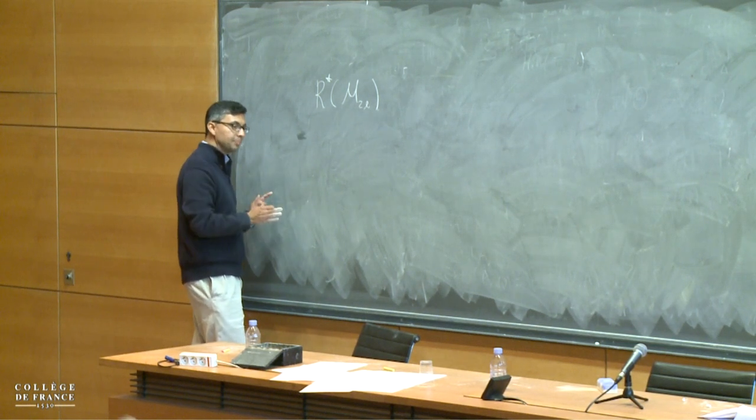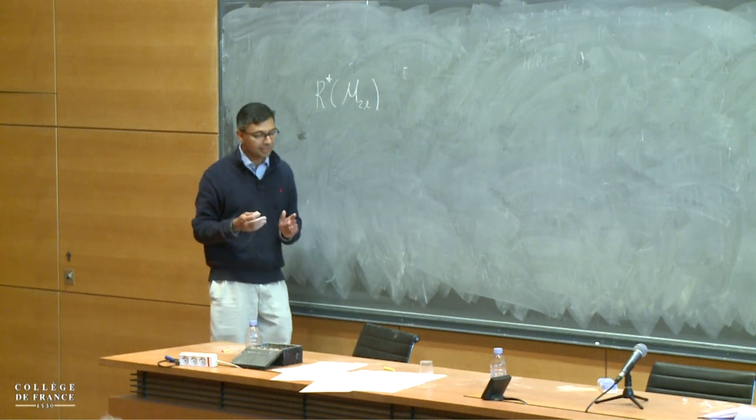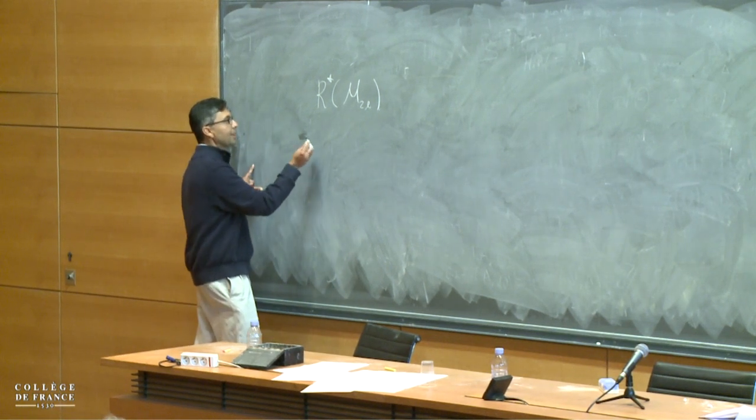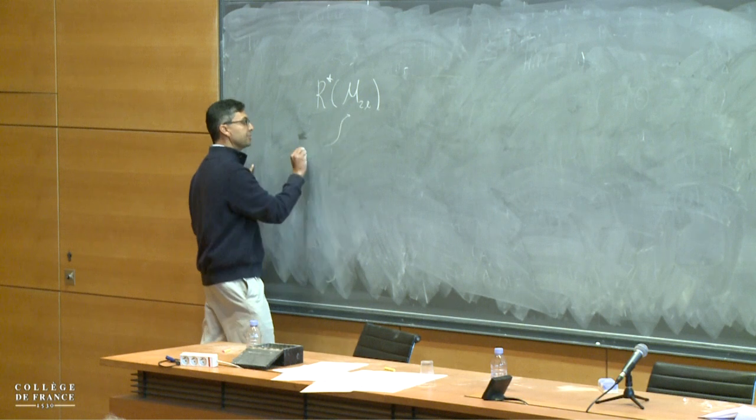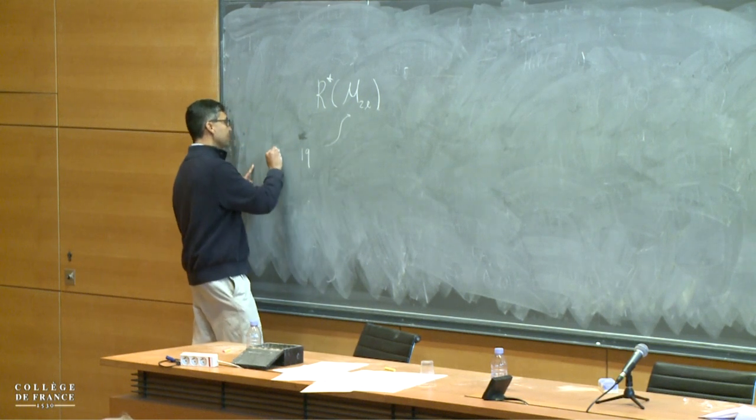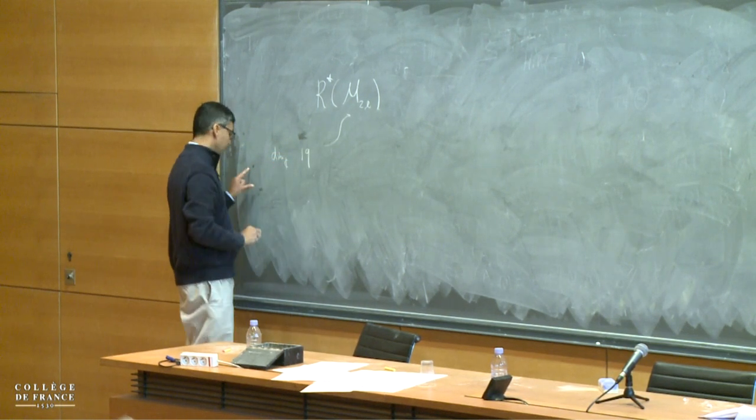So I don't want to repeat the parallel story for the moduli space of curves, but there are methods there, and it has to do with some kind of vanishing. So this thing here is 19 dimensions. Its complex dimension is 19.